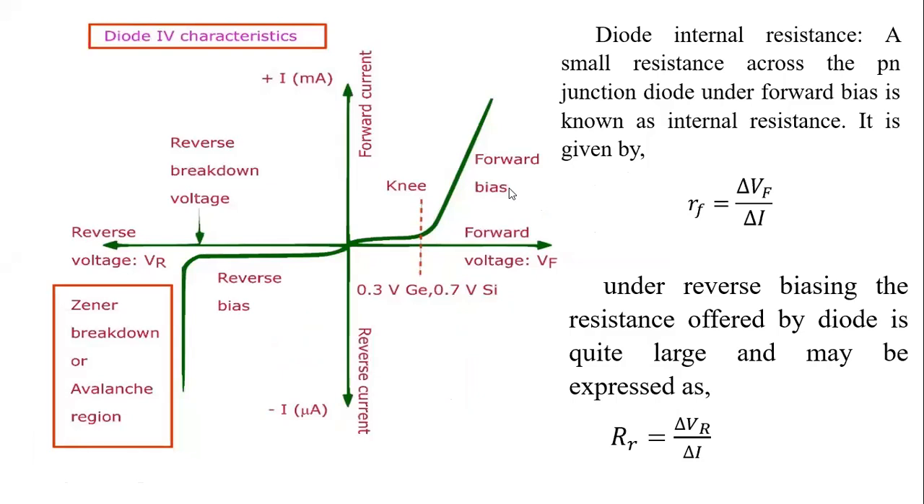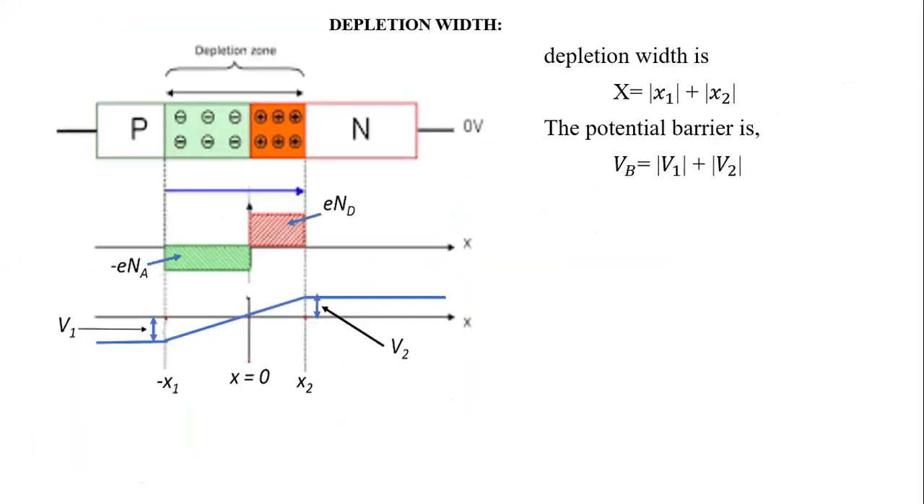So I think we can discuss this IV characteristics later on. Today I'm thinking of covering this depletion width.